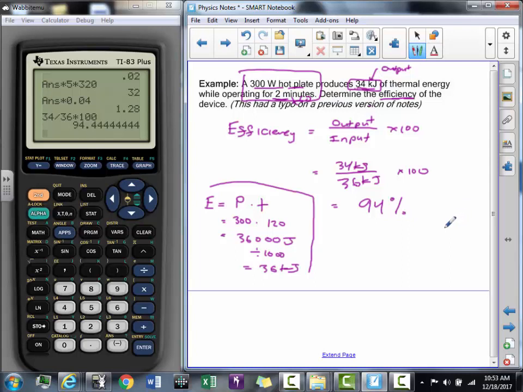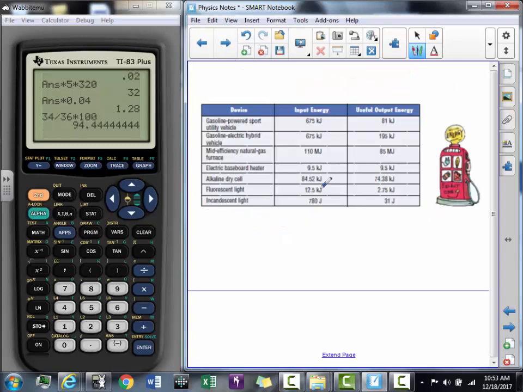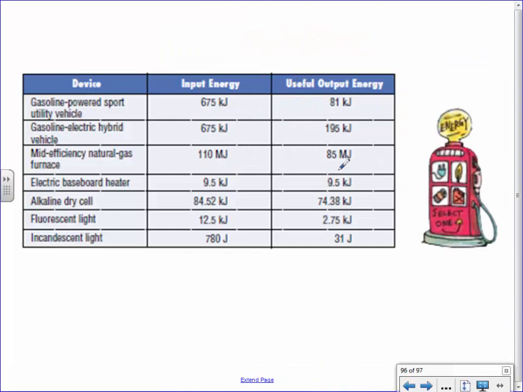Because I want to show you guys on my last slide some common devices that you'll know, and I'll show you how efficient they happen to be. This came out of your textbook. If you were to drive, say, a gasoline-powered SUV, it uses 675 kilojoules of energy, and only 81 of it gets converted into useful energy, which means you have to take 81 divided by 675 and times by 100.